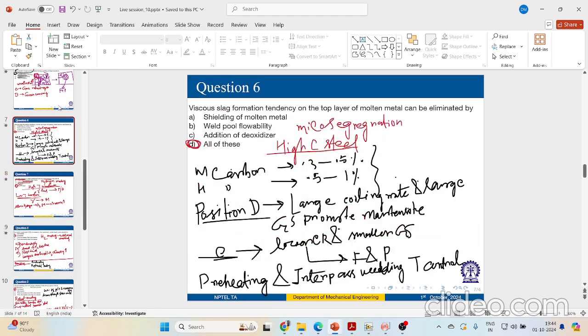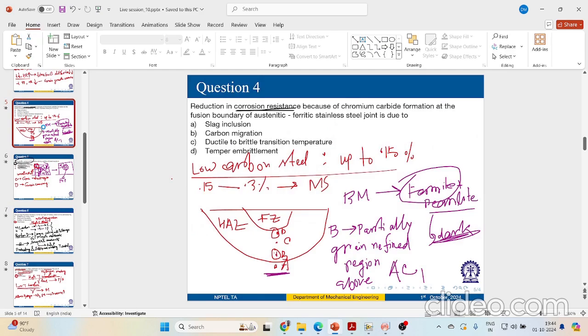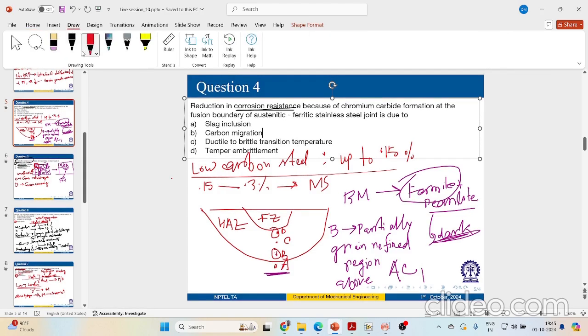We had done the question: reduction in corrosion resistance because of chromium carbide formation at the fusion boundary of an austenitic ferritic stainless steel joint is due to carbide migration. Okay, so B is true.